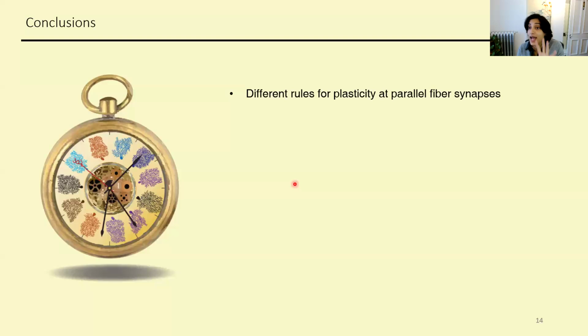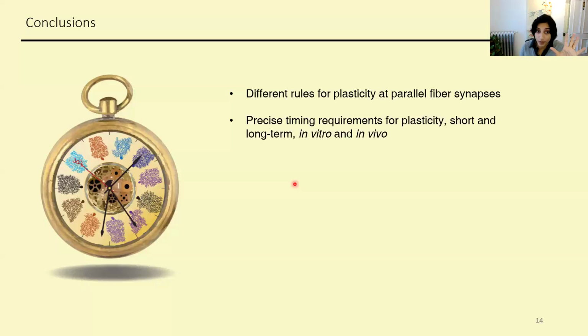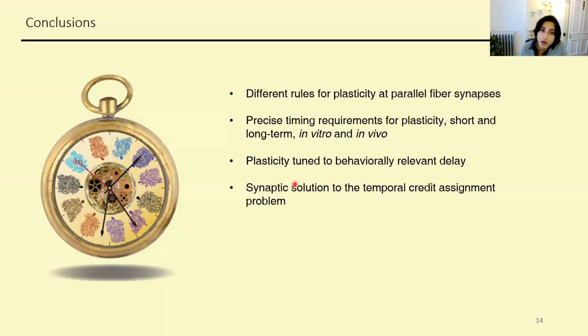Just to summarize without showing you all the data, what we found was that there were different rules for plasticity at parallel fiber synapses across the cerebellum, that there were precise timing requirements, and this was true long-term as I showed you, short-term as I did not show you, in vitro and in vivo, and that plasticity is essentially tuned to a delay that is relevant to the local circuit and the behaviors that the local circuit supports, in a way that would provide a synaptic solution to part of the temporal credit assignment problem. And ultimately, there was a diversity of these temporal learning rules across the cerebellum.